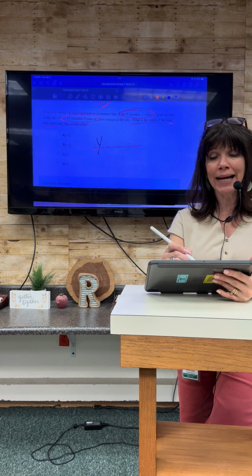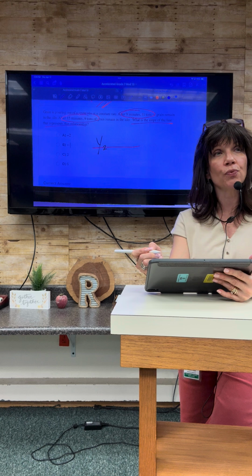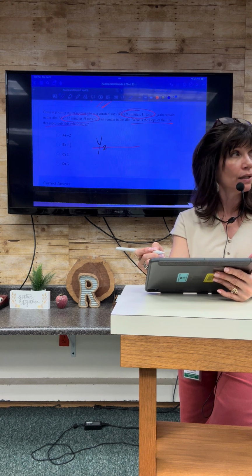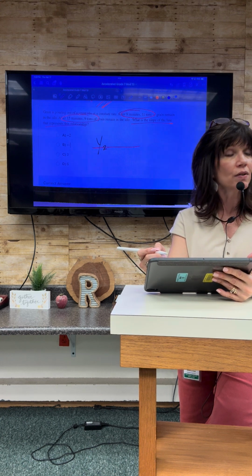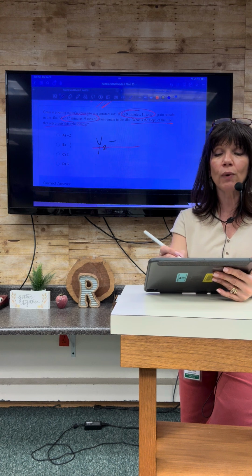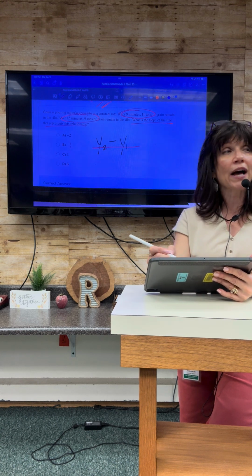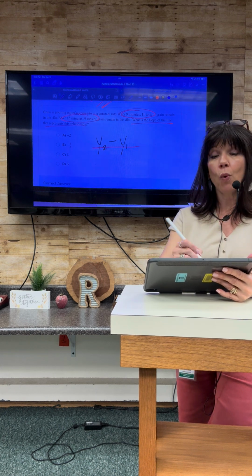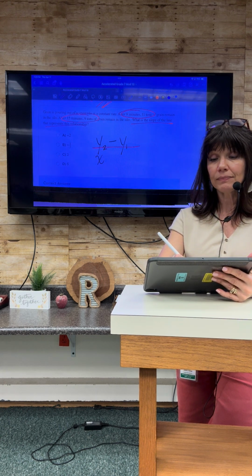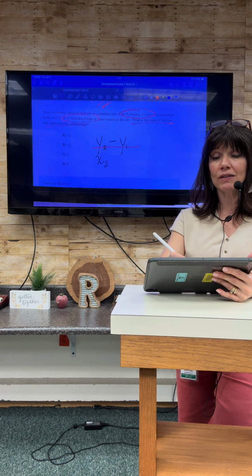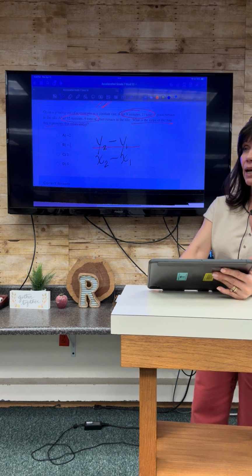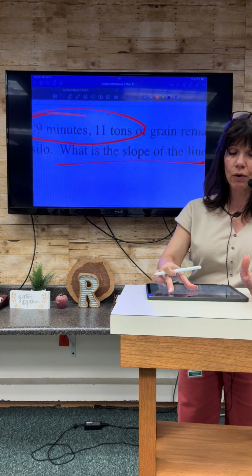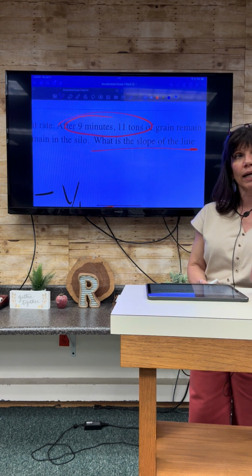So y with a 2 down low, that means second value of y. Copy that on your paper right now. Second value of y, take away what value of y, class? First value of y. Okay, and it goes over top of what value of x? Second value of x, take away what? First value of x. Now guys, how can we figure out if the 9 is the x or the y?